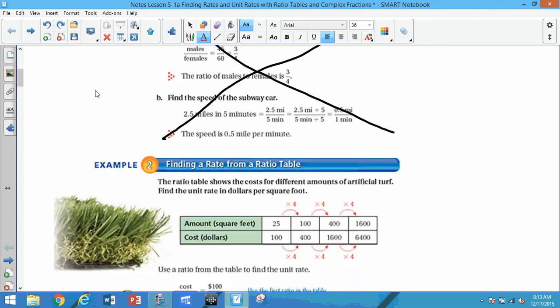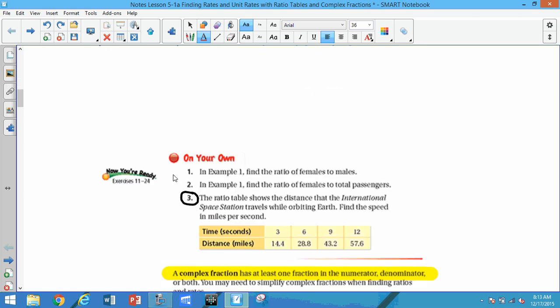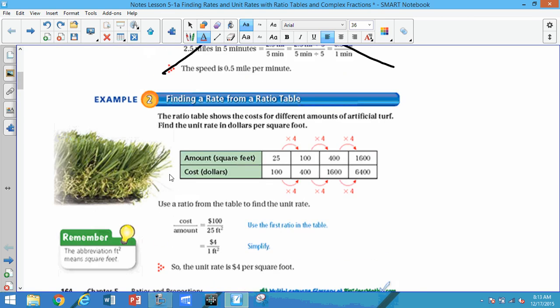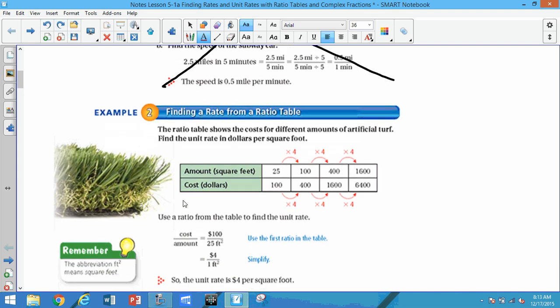And we also aren't going to do parts later. So what I want to do right now, though, is talk about finding a rate from a ratio table.